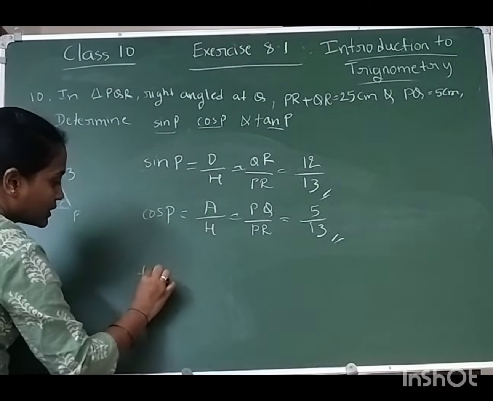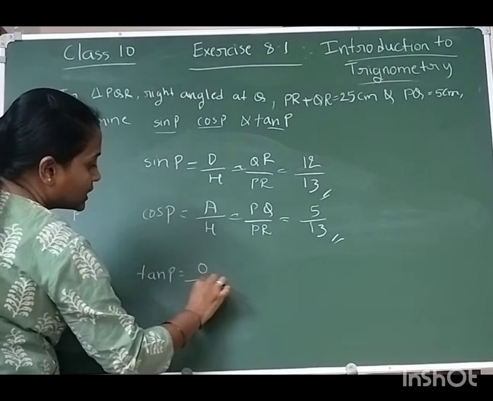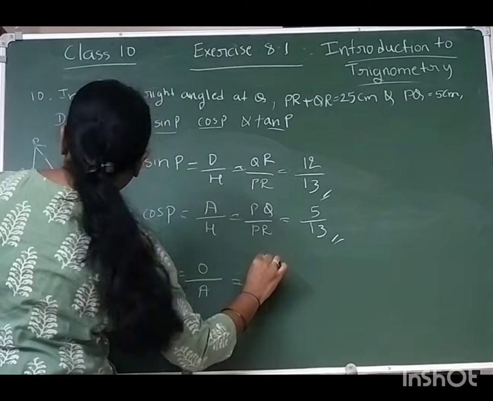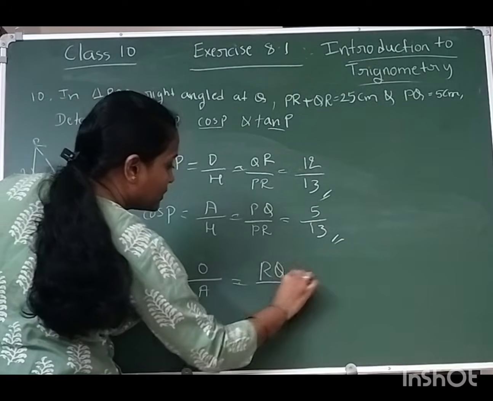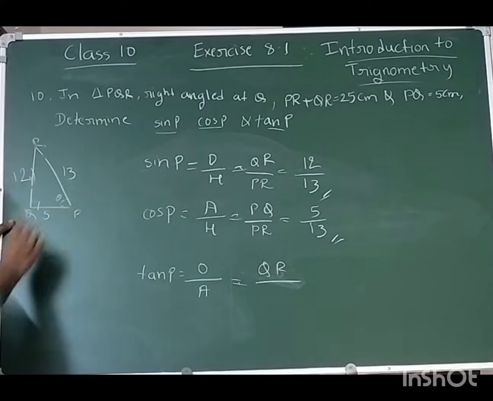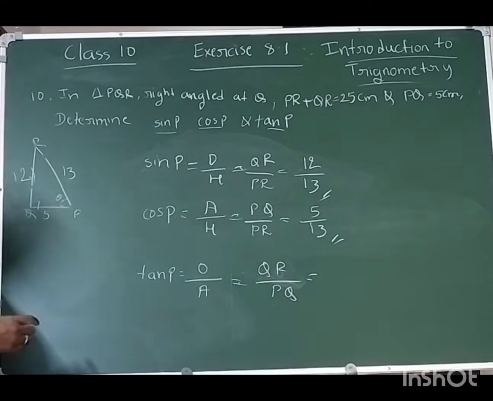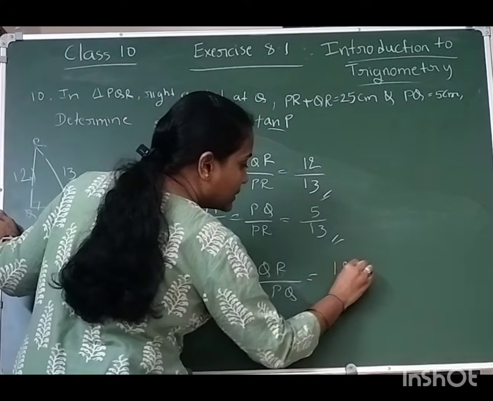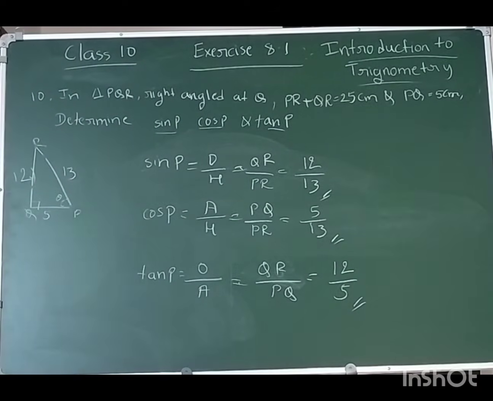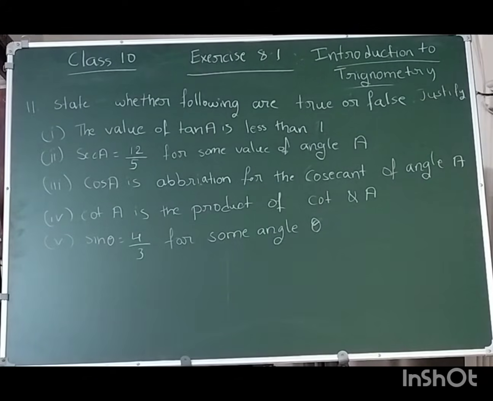Next move to the tan P. So tan P, we know that is opposite by adjacent. That is QR by PQ. So that is 12 by 5. This is the solution to this question. Let's move to the next question.